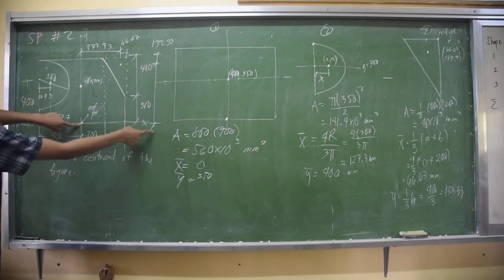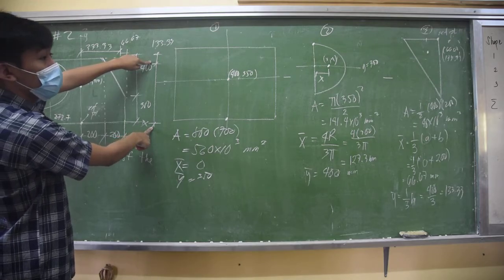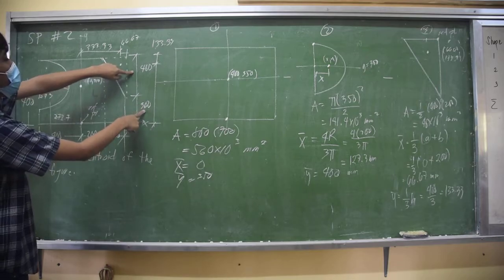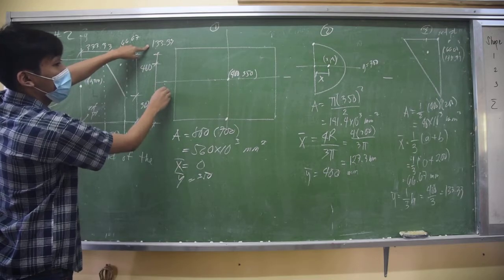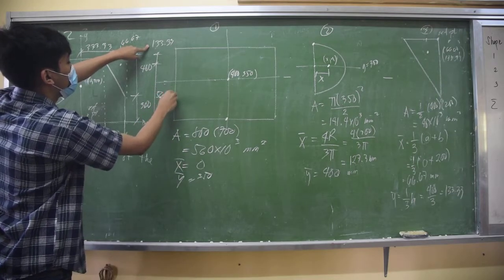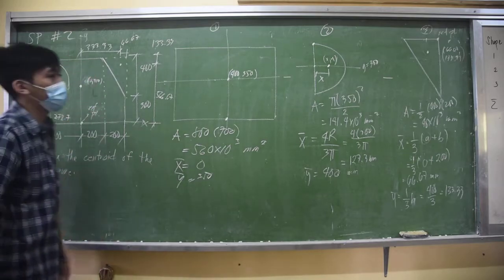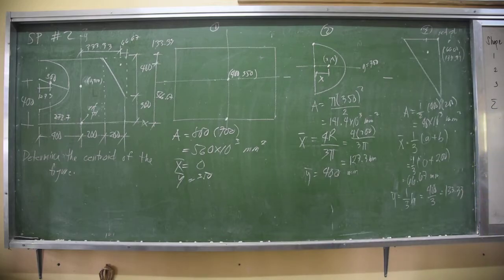Then also from the reference point hanggang dito, so yung distance niya from here to here is equal to, wait lang, so this is 700 minus 133.33, that is equal to 566.67. Ayan na, nakuha na natin yung mga distances ng mga centroid nila dito sa original figure natin. Ngayon, ipa-plot natin siya gamit ng table.